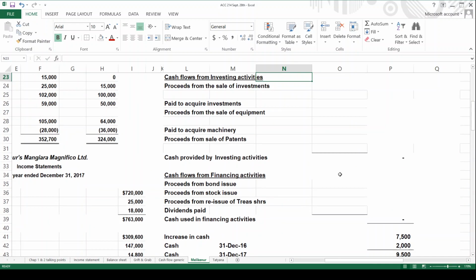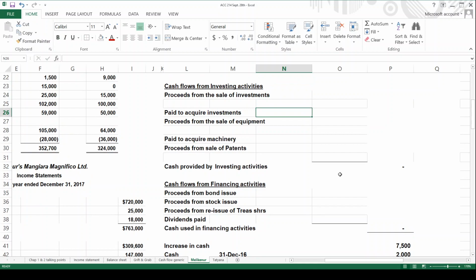I got the captions already, so you don't have to watch my horrible typing. Paid to acquire investments. And that was what? Minus 18,000. Proceeds from sale of investment. So we got to go with the cost, 30,000.